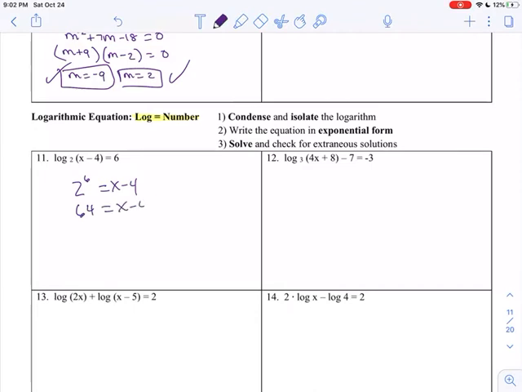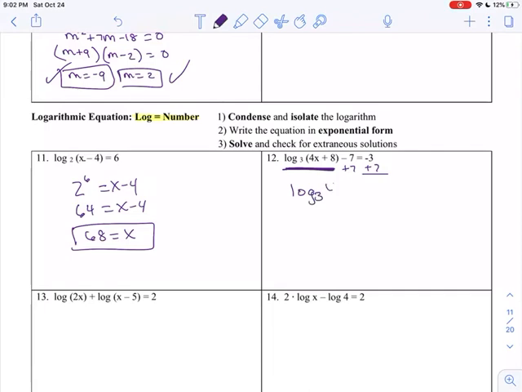I'm going to take this and put this back into exponential form. So this is going to be 2 to the 6 equals x minus 4. 2 to the 6 is 64. You can do that in your calculator. And I solve for x. X is 68. Plug in 68 just to make sure it's not a negative number, and it's not, so we're perfect. Okay.